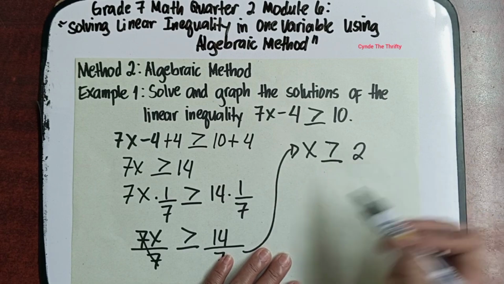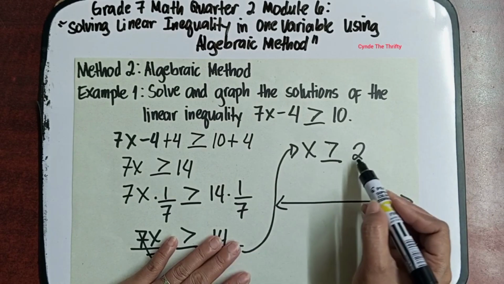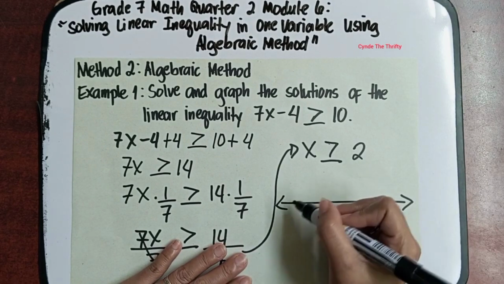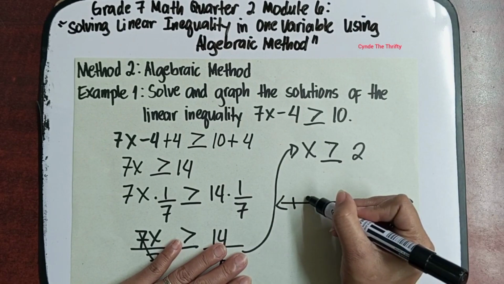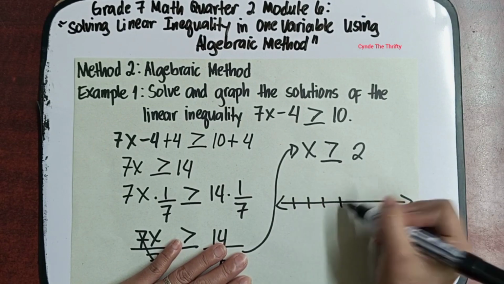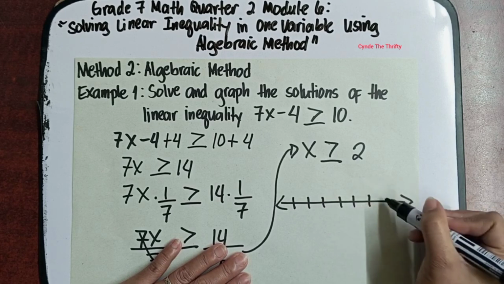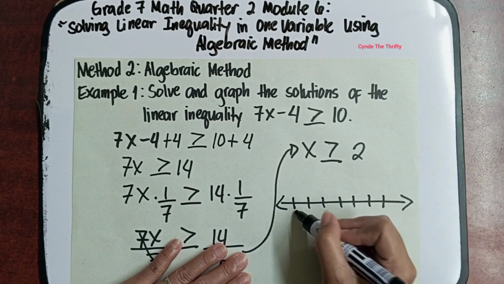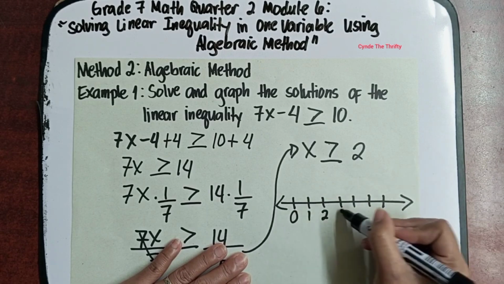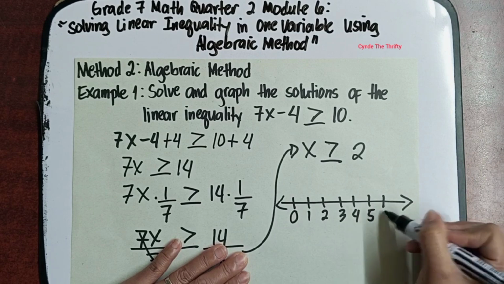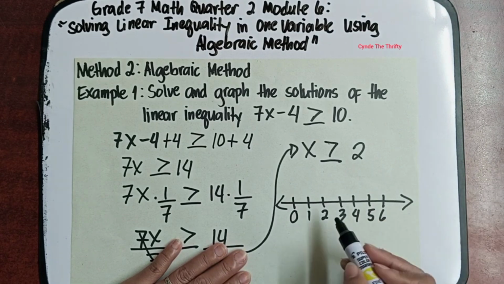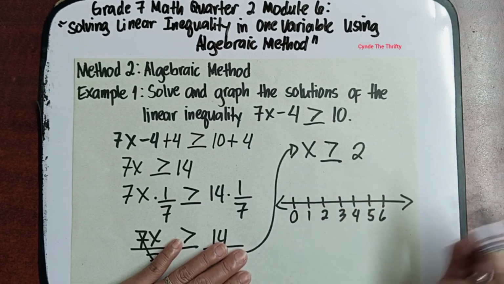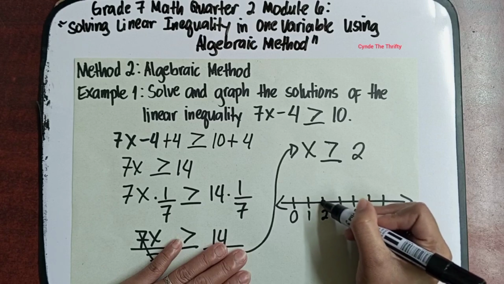So, ngayon, paano natin siya i-graph? So, positive 2 ang ating sagot. So, mag-start tayo dito sa 0, 1, 2, 3, 4, 5, 6. Pwede yan siyang mag-extend. So, 0, positive 1, 2, 3, 4, 5, 6. Pwede pa yan siyang mag-extend. So, positive 2. Saan si positive 2? Nandito. Okay, so nandito si positive 2.